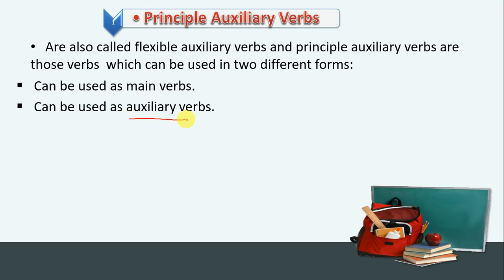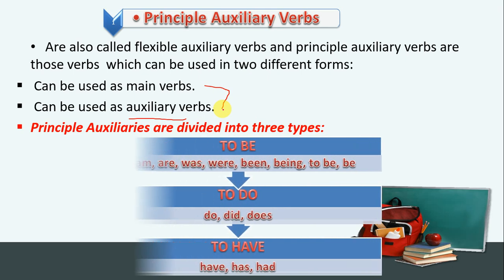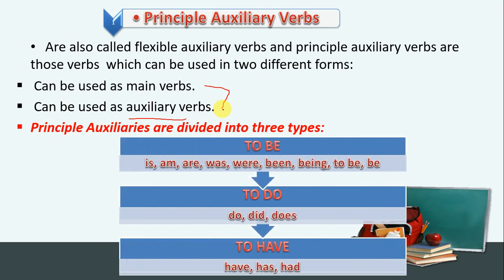So let's study this. You see that principal auxiliary verbs are divided into three types. We will elaborate these things inshallah in a Word file, but prior to that, let's study the three types of auxiliary verbs. The principal auxiliary verbs are divided into three different categories.